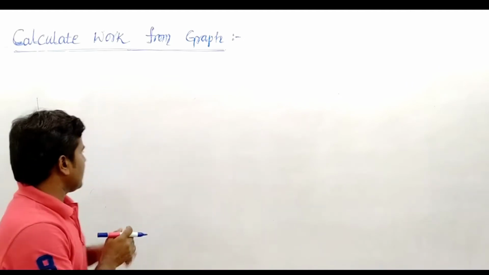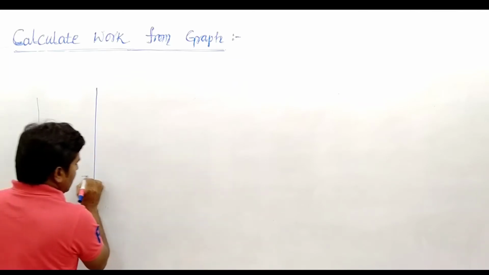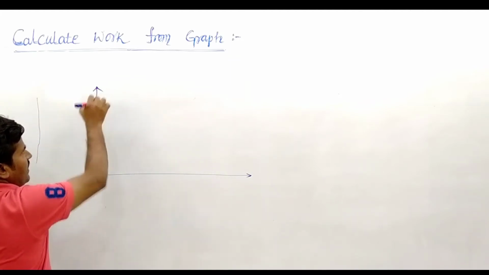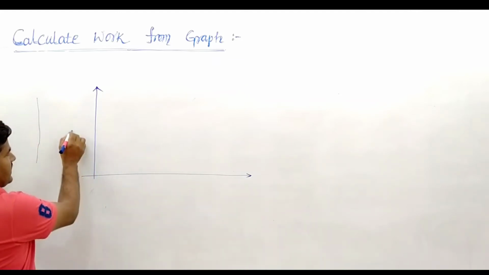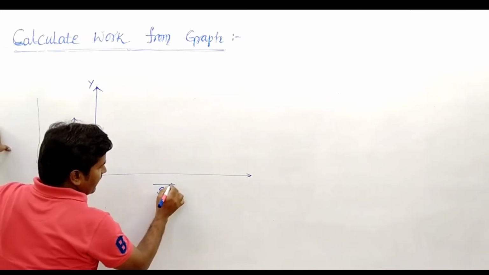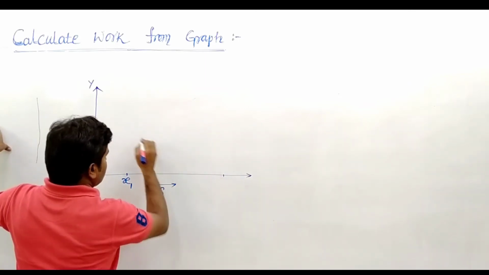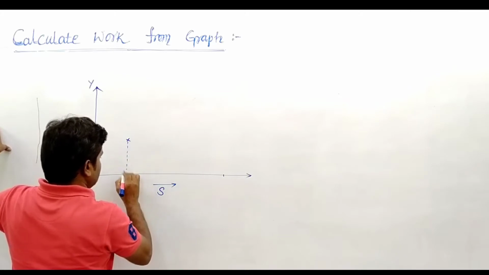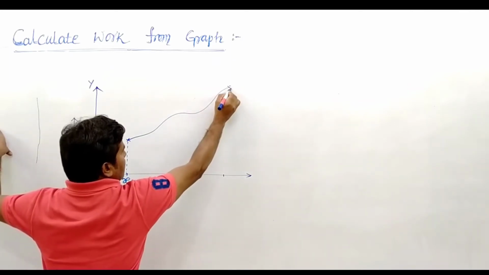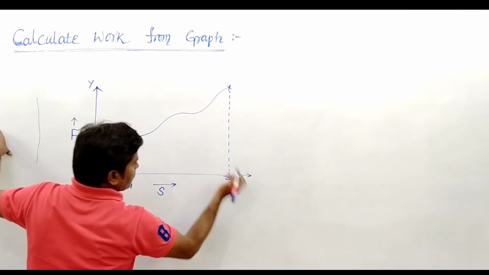We consider a single direction of force acting and a single direction of displacement. The force is in a single direction, but it is a variable force that increases. Take force on the y-axis and displacement on the x-axis. Suppose the displacement starts at x1, with the related force at x1, and after a certain displacement the graph looks like this. This is x2, the final position.